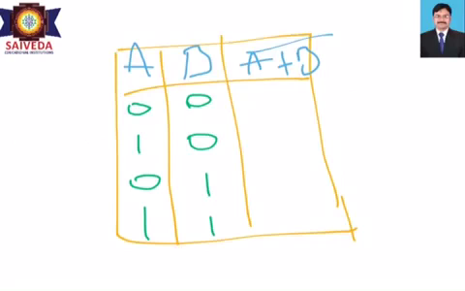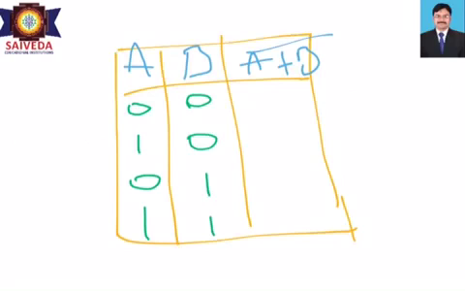Whatever output we got in the OR gate, if it is 0, in NOR you have to make it 1, and if it is 1 in the OR gate, you have to make it 0 here. We just have to invert the OR gate output. It is a very simple way of writing.